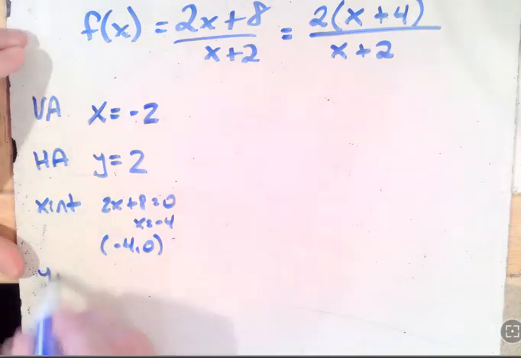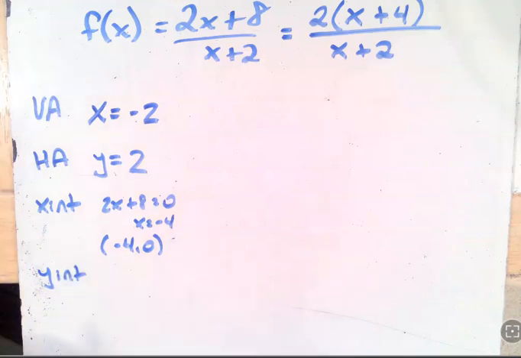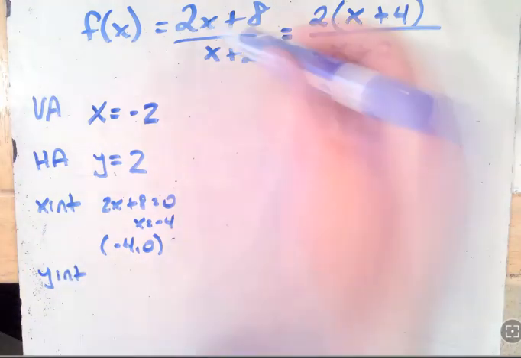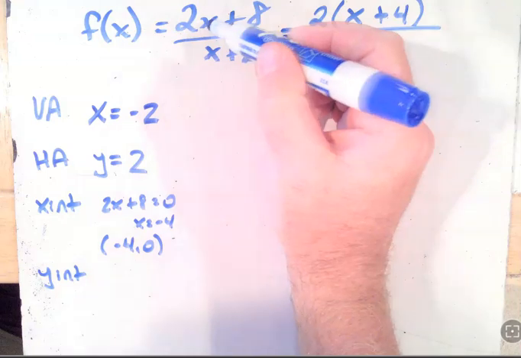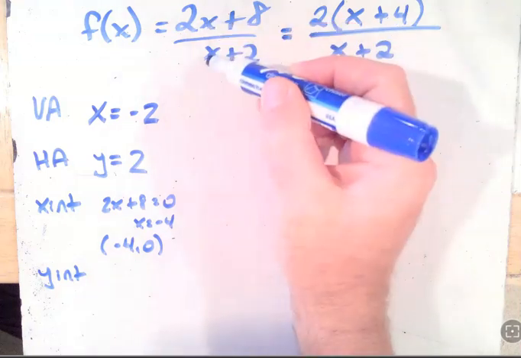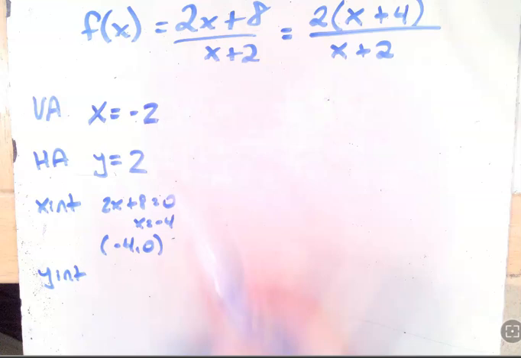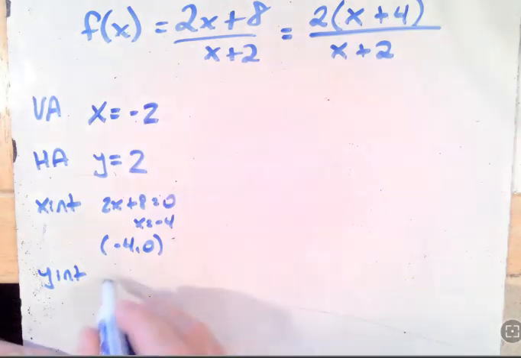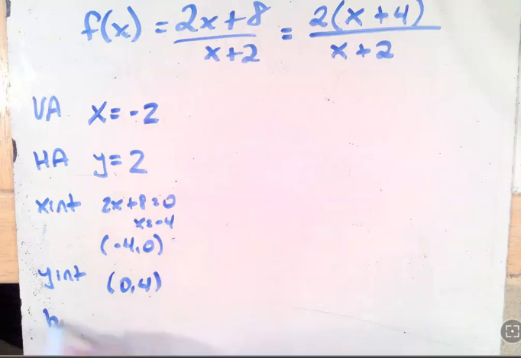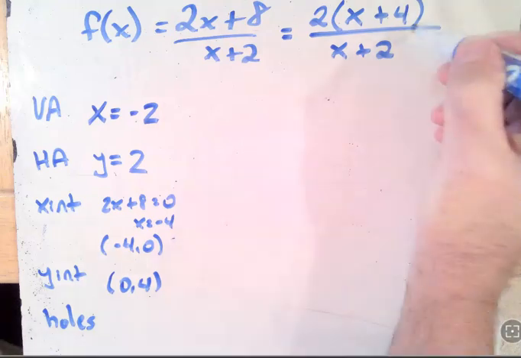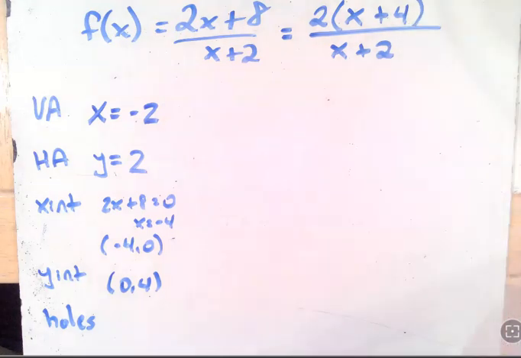Then we do a y-intercept. The y-intercept comes from plugging in 0. If I plug in 0 for x here and 0 for x here, I'm left with just 8 divided by 2. That's 4. So we get (0, 4). The last thing we want to look for is, are there any holes? Remember that holes occur when something cancels. If we look at our original function, nothing canceled, so there are no holes, so we could say none.